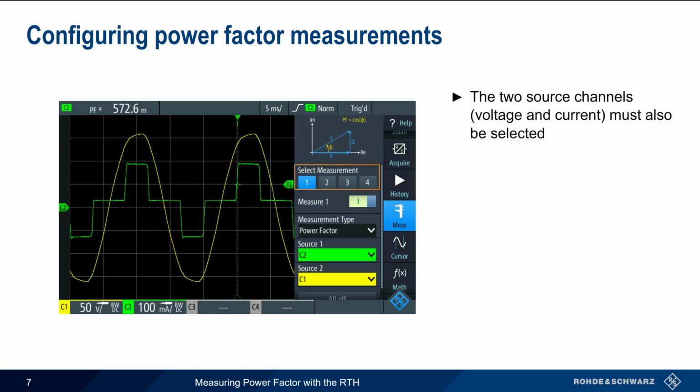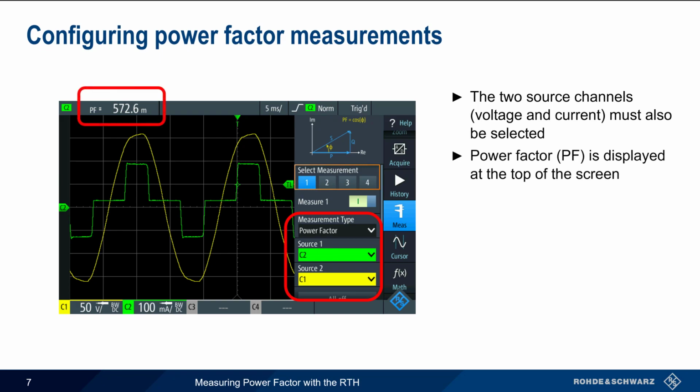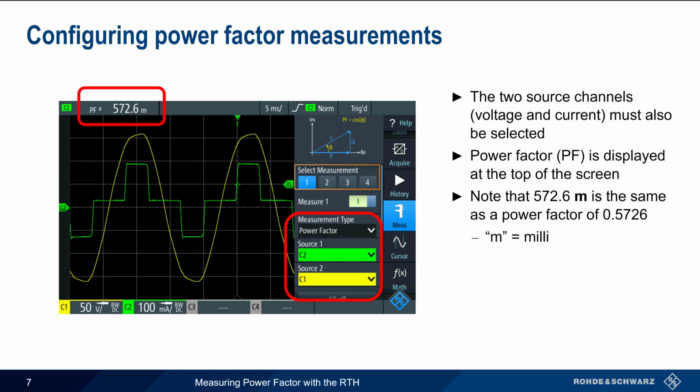Next, we need to indicate which channels are being used for measuring voltage and current. In this example, channel 1 in yellow is voltage, and channel 2 in green is current. Once these have been configured, power factor is automatically calculated and displayed at the top of the screen. Here, power factor is shown as 572.6 m, which corresponds to a power factor of 0.5726. The m stands for milli. Recall that power factor results are a unitless quantity.